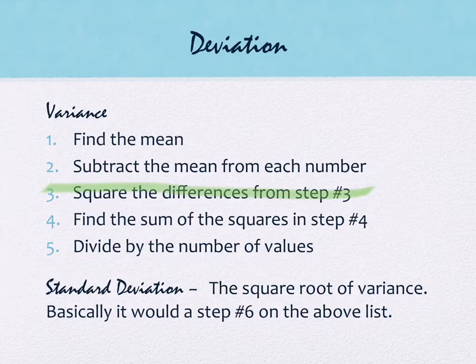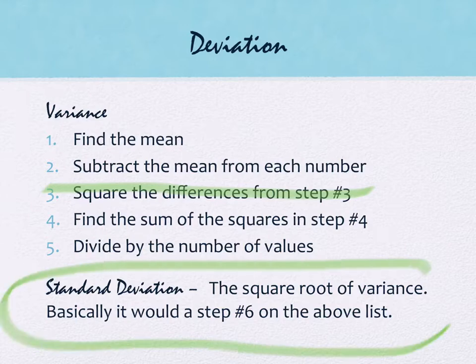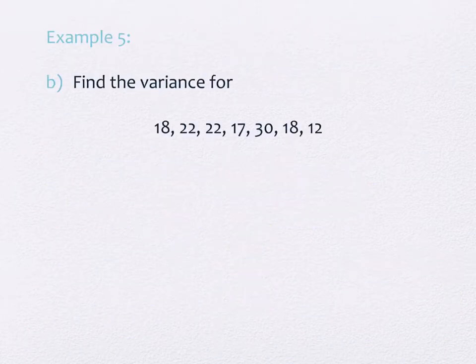That gives us variance, and then to find standard deviation, we take the square root of the variance. And you'll see where standard deviation is used in the next set of information that we're going to move on to in just a moment. So we are going to use standard deviation. Okay, so we're going to find the variance for this.